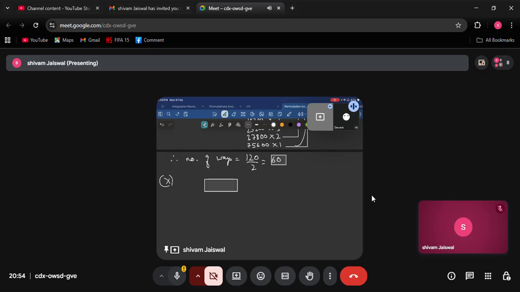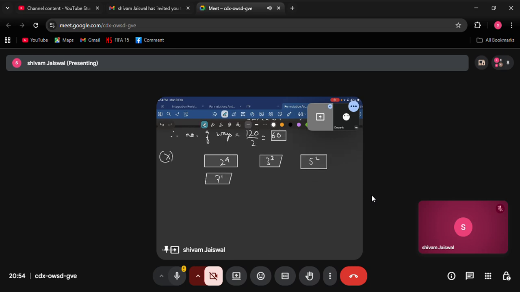Now, in how many ways can we write it? I'm telling you. 2 to the power 4, 3 cube, 5 square, 7 to the power 1. One of the ways to write 75,600 as the product of two numbers will be 2 to the power 4 into 5 square into 3 cube into 7. This is one way to write.